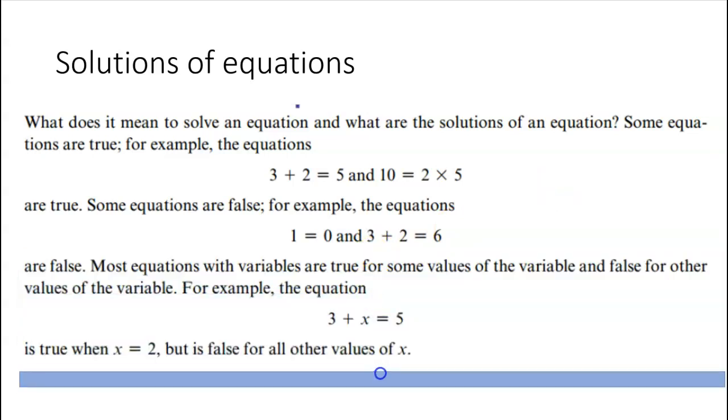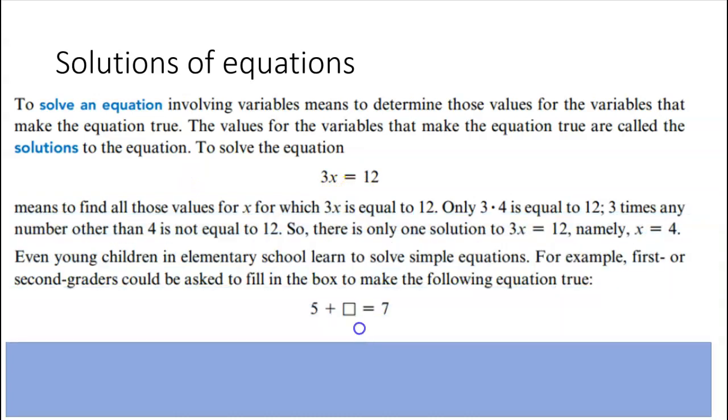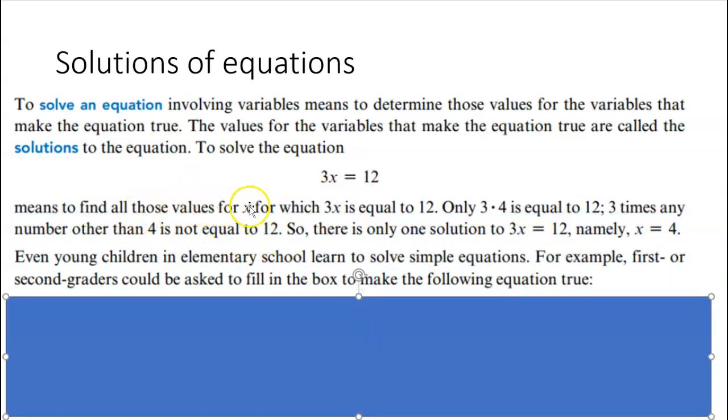But most equations with variables are true for some values of the variable and false for others. So 3 plus x equals 5 is true only when x is 2 and no other value of x. So when we solve an equation, it means we're determining the values of the variable that would make the equation true, and we call those solutions. So when we look at 3x equals 12, what this means is what are the values of x that when I multiply it by 3, I would get 12? Well, 3 times 4 equals 12, and that's it. 3 times any other number does not equal 12, so the solution must be 4.